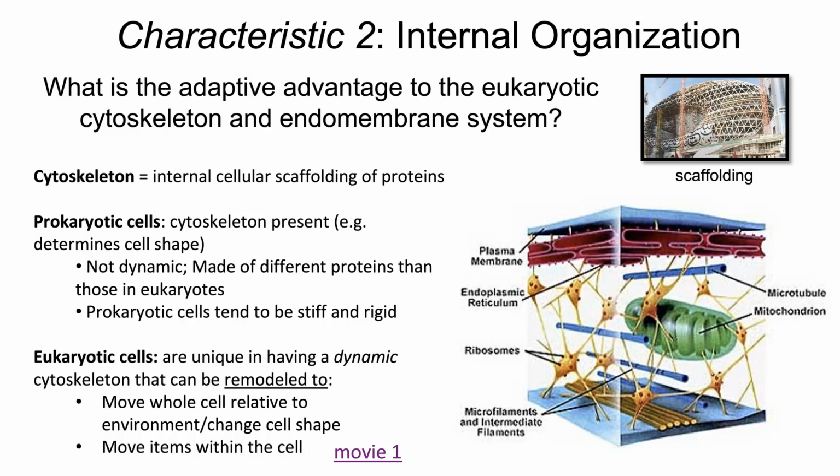They can change shape, and they can even move items within the cell too, okay? So this allows for a lot of things to just move around and eukaryotic cells in general to be dynamic. And the classic example of this is an amoeba.